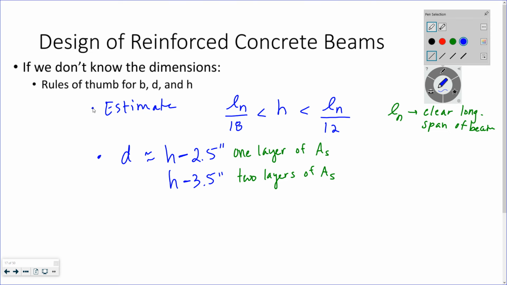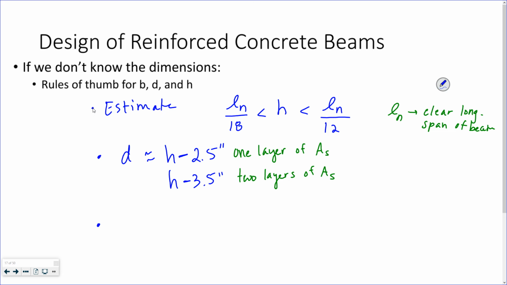And then we're going to have a ratio of our width to our height about equal to 1/3 to 1/2, right? If it's 10 inches wide, it'll be 20 to 30 inches deep. We really don't want something long and squat, right? That'd be a slab. We want something tall and skinnier.